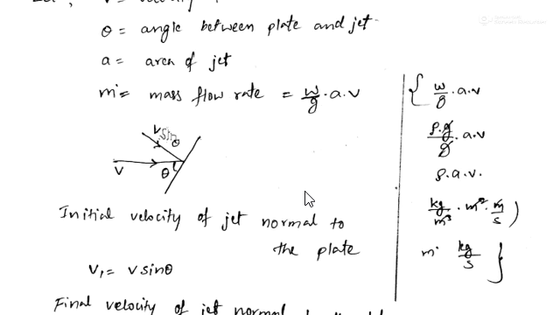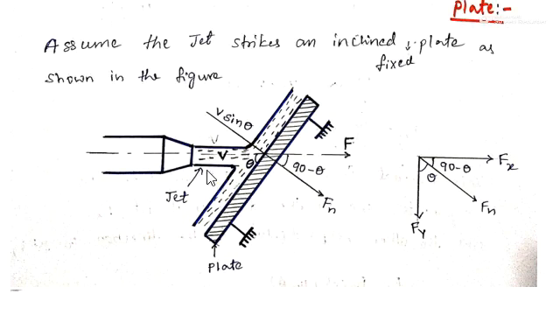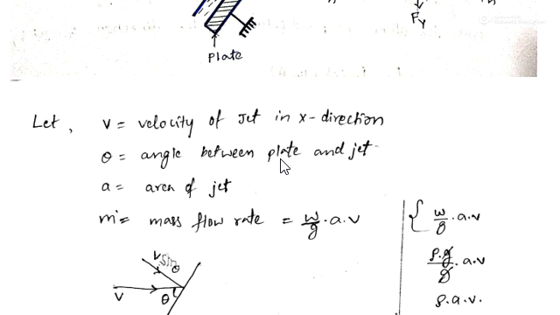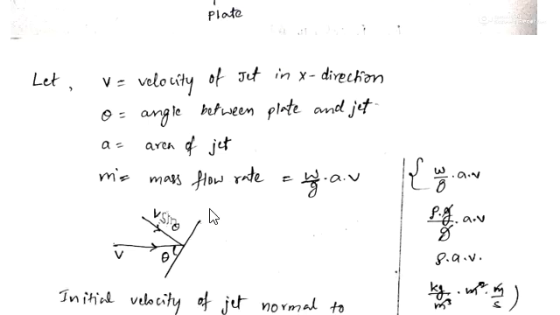And here let us write the initial velocity of the jet normal to the plate. If you see, the jet is coming like this and hitting the inclined plate, so it is at an angle theta. Just indicating with line diagrams, this is the inclined plate and this is the direction of velocity of the jet, and the angle between this plate and the jet is theta. So this velocity you can resolve into two perpendicular components. The component normal to the plate will be the sine component, that is V sine theta.